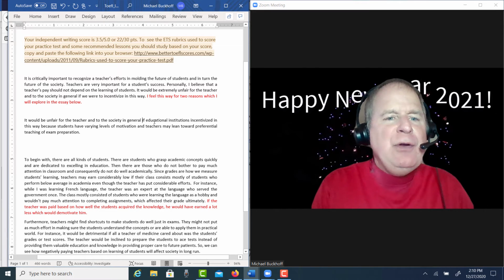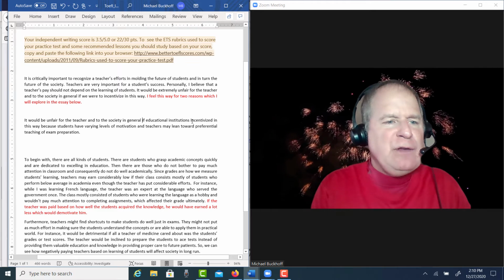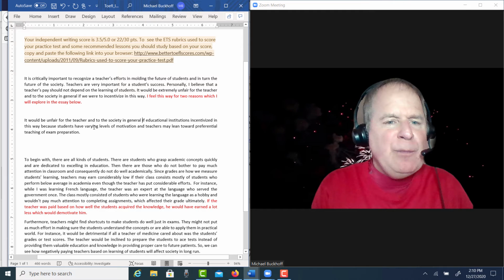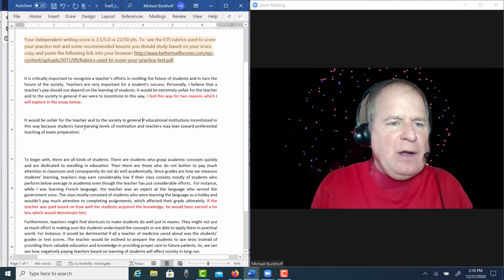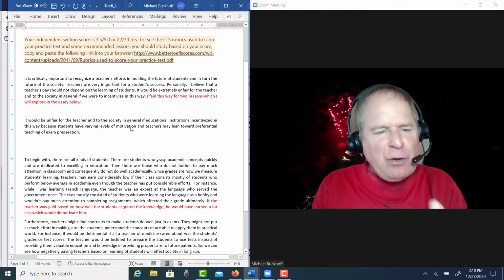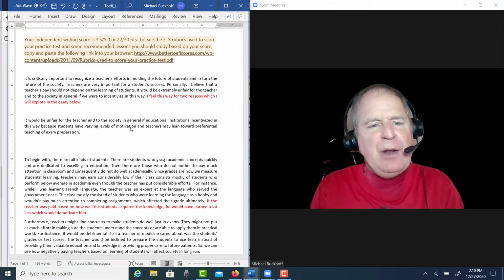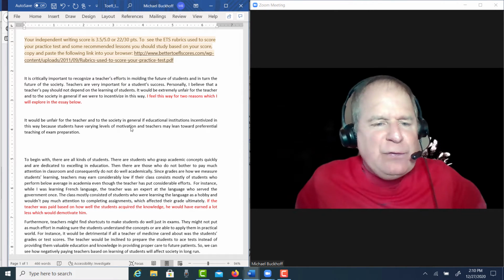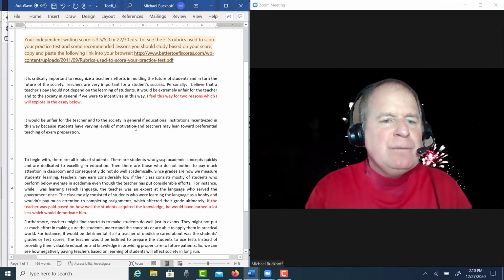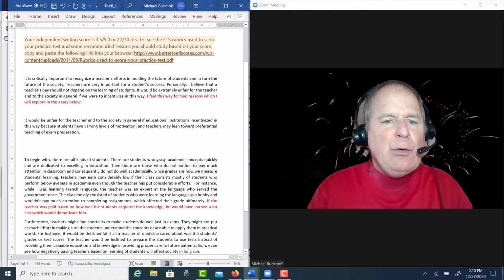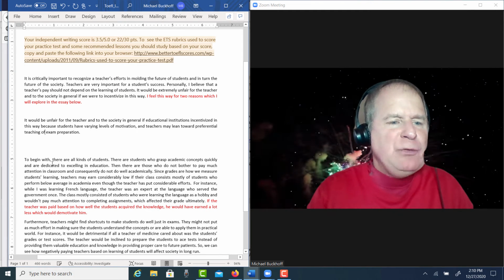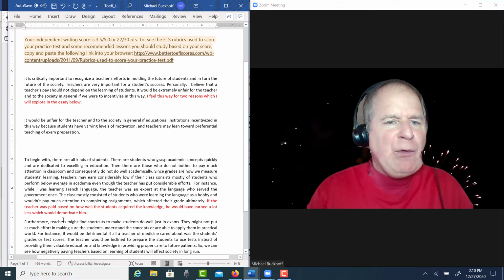So I put, if educational institutions incentivized in this way, because students have varying levels of motivation. So you see this idea? I took this idea, and you kind of talk about motivation, but you also talk about ability, but I wouldn't do both of those things in that paragraph, right? And then you put, and teachers may lean toward preferential teaching of exam preparation, and that seems to be the focus of this paragraph.